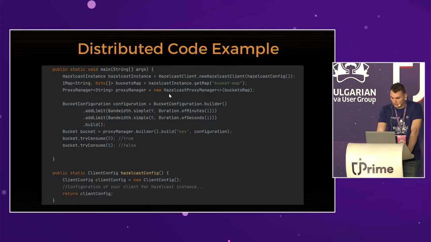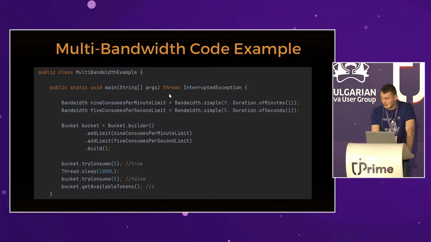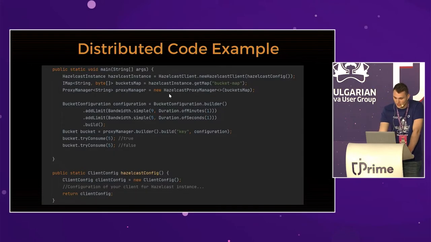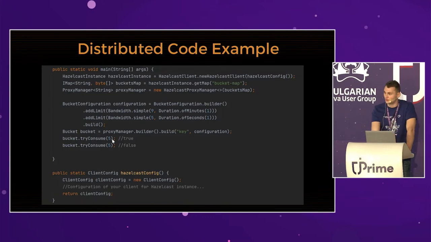And the next example is the distributed example. The main idea here is absolutely the same as the example I showed on this slide, but done through a Hazelcast instance. In the first line, I just create a new Hazelcast client, based on our Hazelcast configuration, and after that I get the map where we store our buckets. And through the proxy manager, I set our configuration and create our first bucket. And when we do the first tryConsume, through the entry processor we execute our code on the database side, and the first tryConsume will return true to us. The second, as expected, will return false to us.